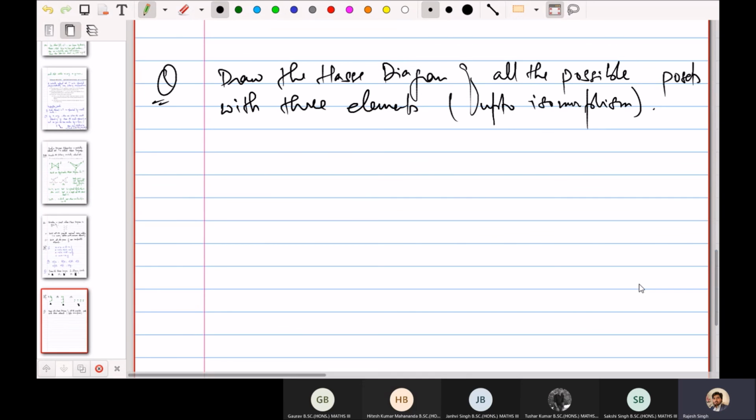3 एलिमेंट्स हैं, उनको कैसे कैसे रख सकते हो? ABC है, suppose P is equal to ABC, तो what are the possibilities? दो तो ऑब्वियस हो जाते हैं, एक चेन और एक एंटी चेन, राइट? एक तो चेन ले सकते हो, एक एंटी चेन ले लिया और एक चेन ले लिया. What next?